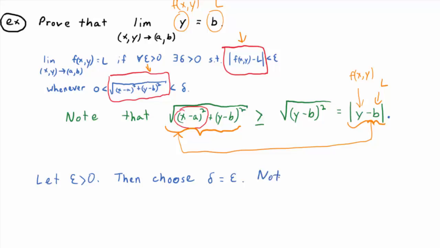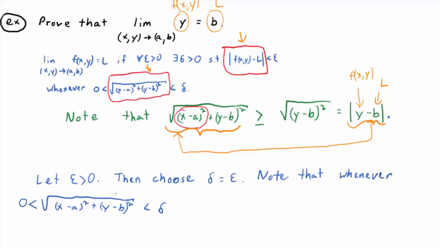Note that whenever the square root of x minus a quantity squared plus y minus b quantity squared is less than delta, but bigger than 0, note that whenever this is true, the absolute value of y minus b is also less than delta.